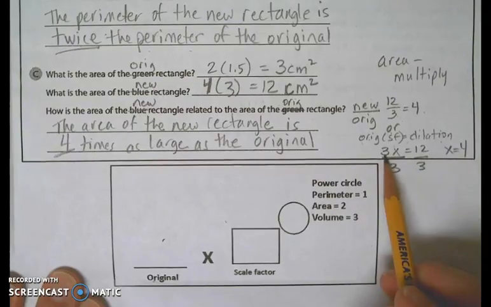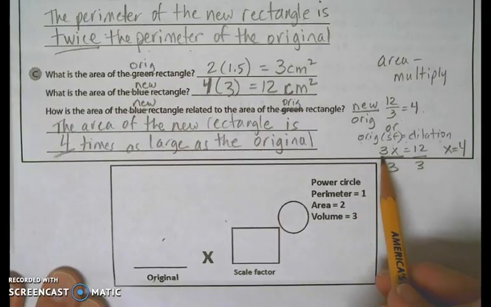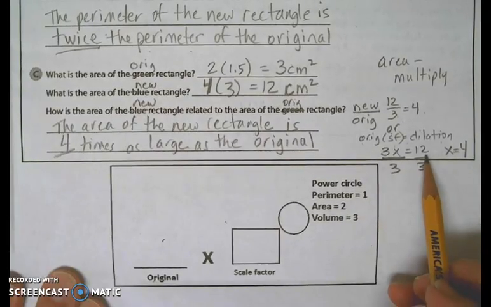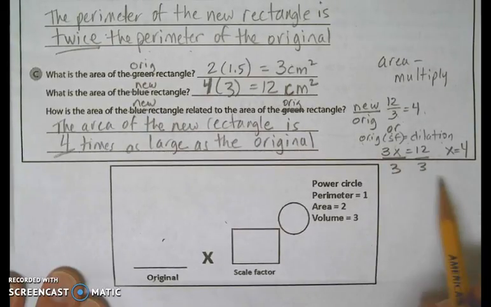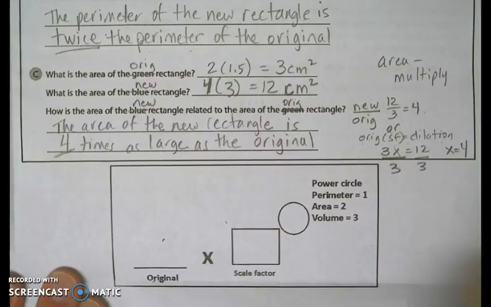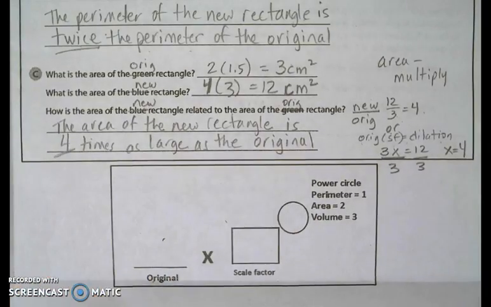Well, our original was 3, our new is the dilation, so we do 3x equals 12, divide by 3, and x equals 4. So again, either way we get a scale factor of 4, which tells us that the area of the new rectangle is 4 times as large as the original rectangle.